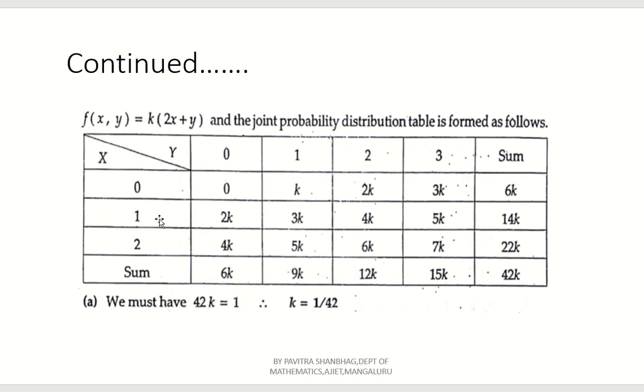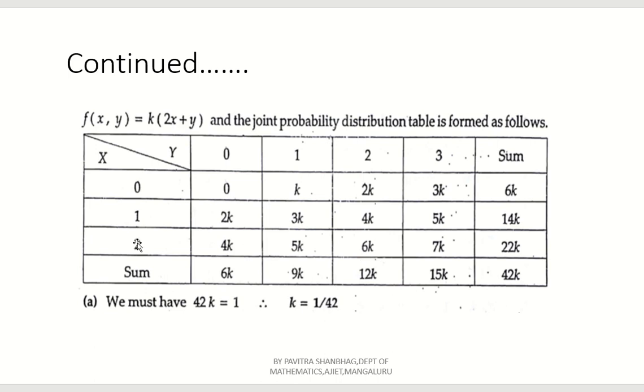Similarly, find it for x value 2 and y value 0. So f of 2 comma 0 is equal to k into 2 into 2 plus 0, that is 4k. Next, x 2, y 1: f of 2 comma 1, k into 2 into 2 plus 1, that is 5k. Next, f of 2 comma 2, that is k into 2 into 2 plus 2, that is 4 plus 2, that is 6. 6 into k, that is 6k.